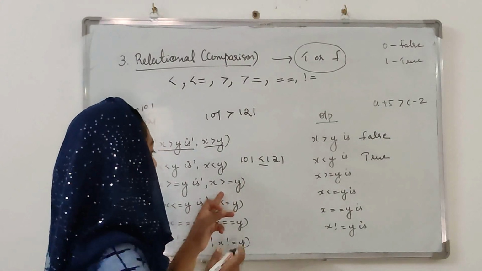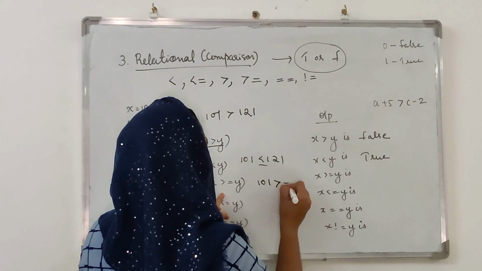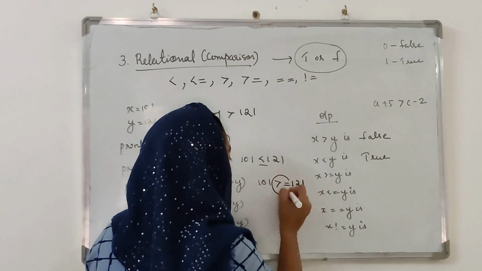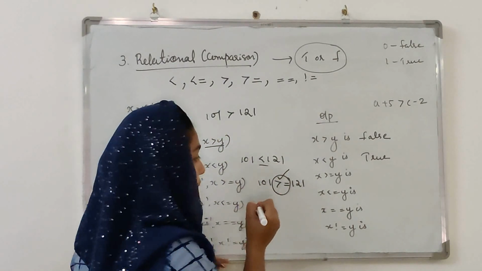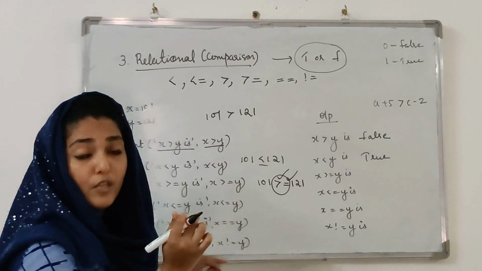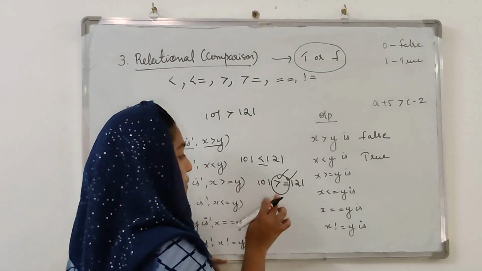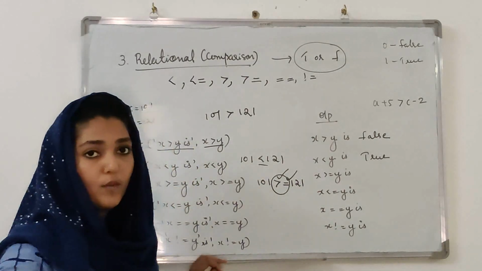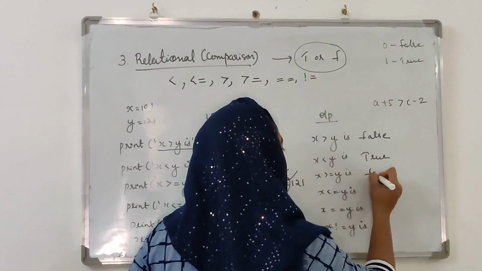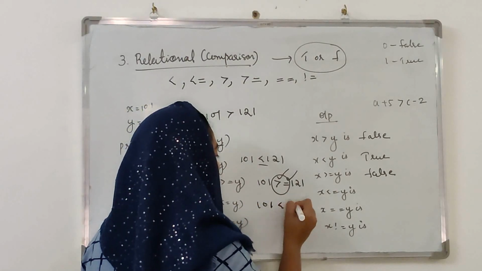Now look at the third one, that is x greater than or equal to y. So here we are checking whether 101 is greater than or equal to 121. Here we are checking two conditions, whether it is greater than or whether it is equal to. If any of the conditions is true, our output will be true, otherwise it is false. So 101 is not greater than 121 as well as 101 is not equal to 121. So both conditions are not satisfied. So our output will be false.